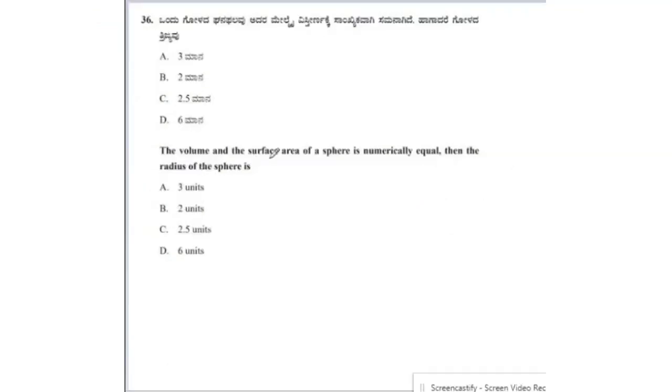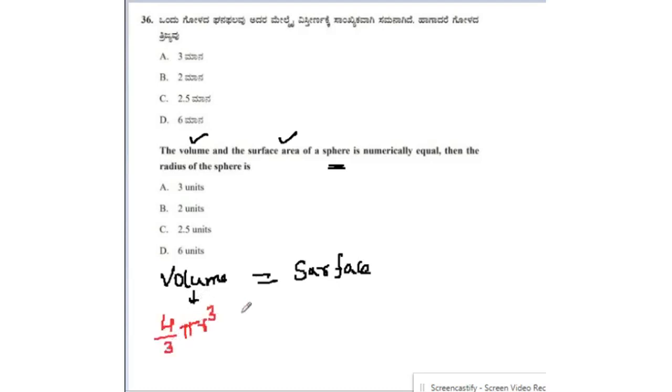36th question. The volume and the surface area of a sphere are numerically equal, then the radius of the sphere is. So we all know the formula for volume and surface area both. In the question, the volume of the sphere is equal to the surface area of the sphere. What is the formula for the volume of the sphere, students? Yes, 4 by 3 pi r cube. The surface area of a sphere formula is 4 pi r square.